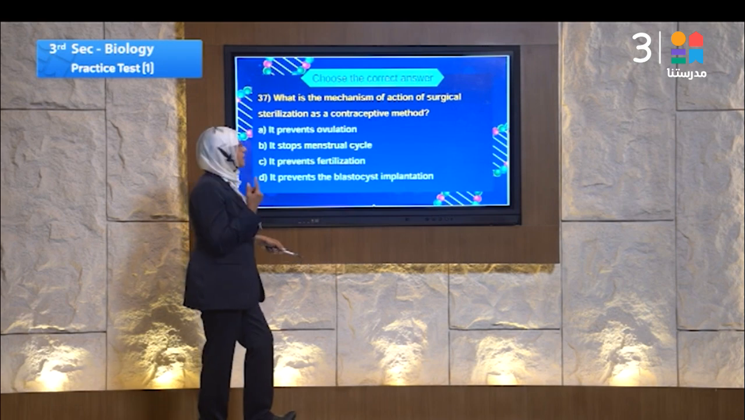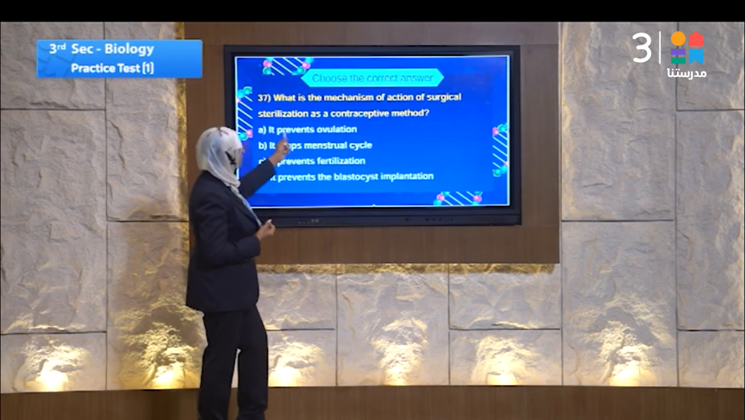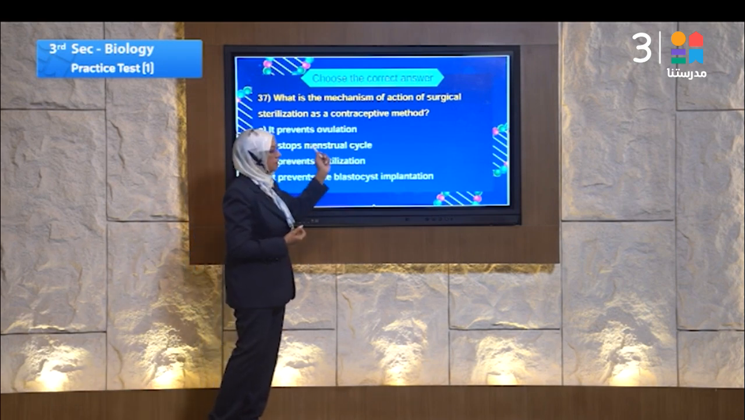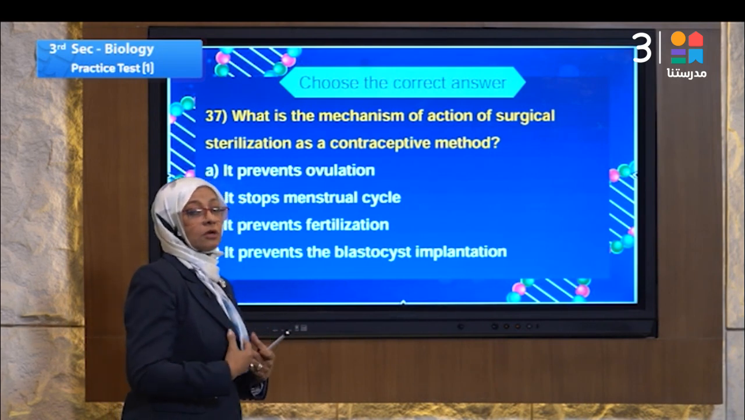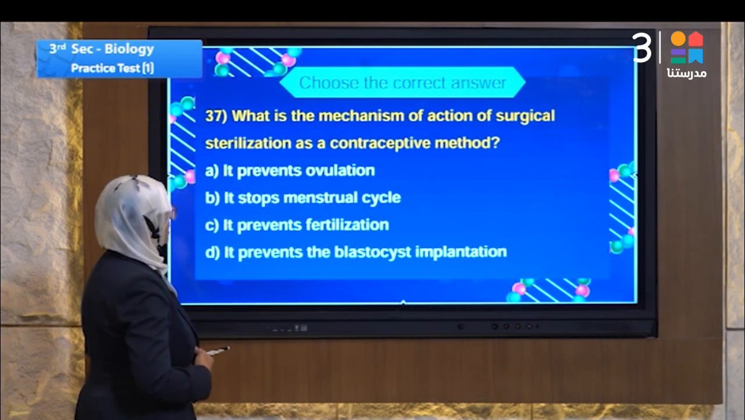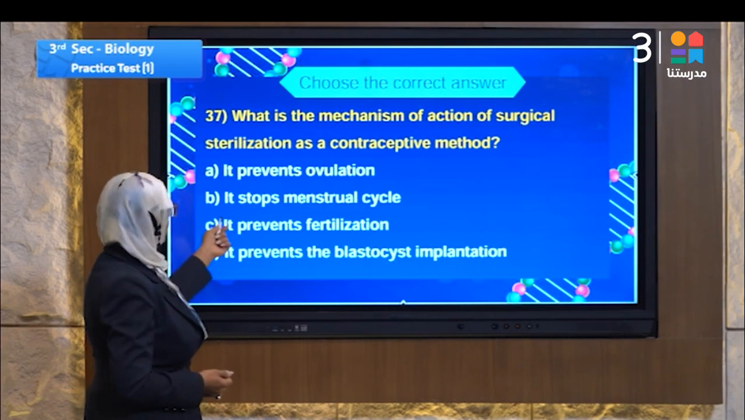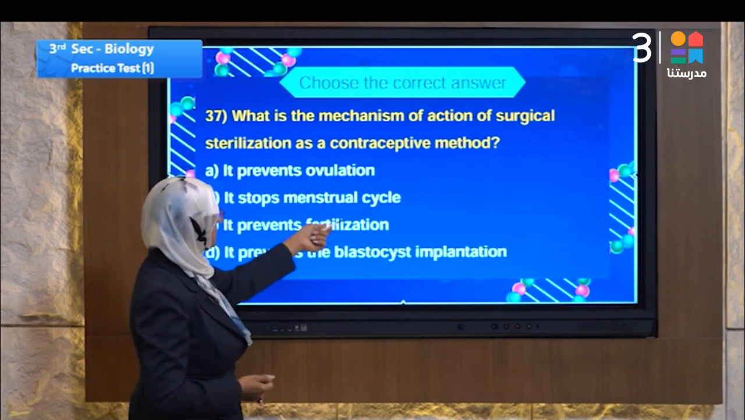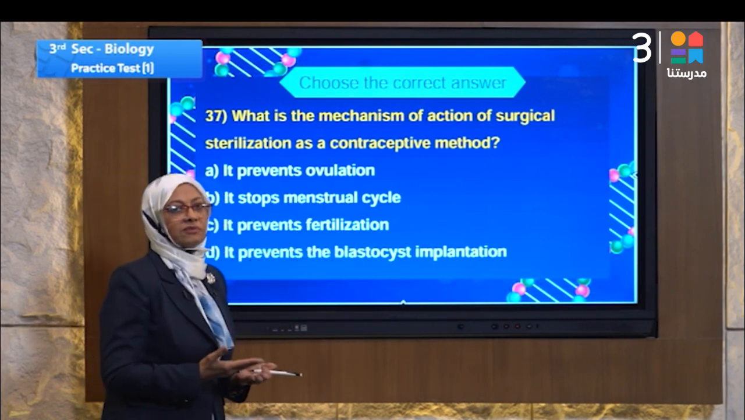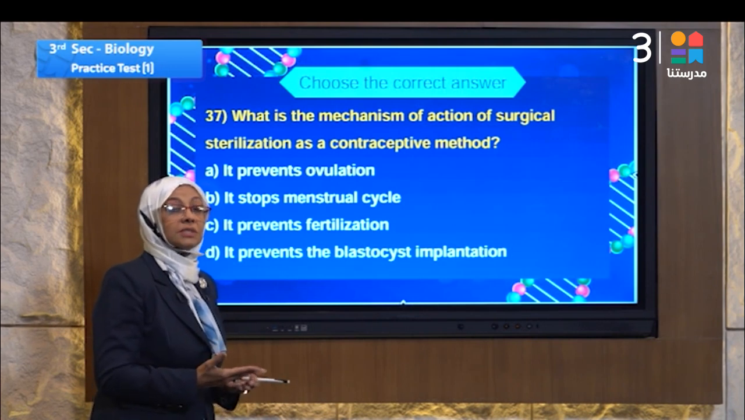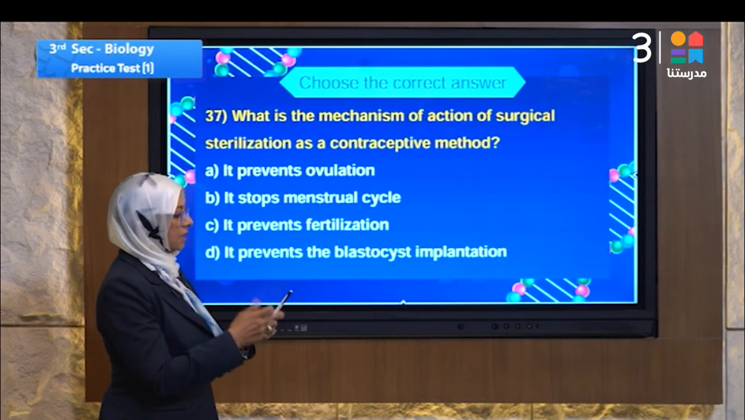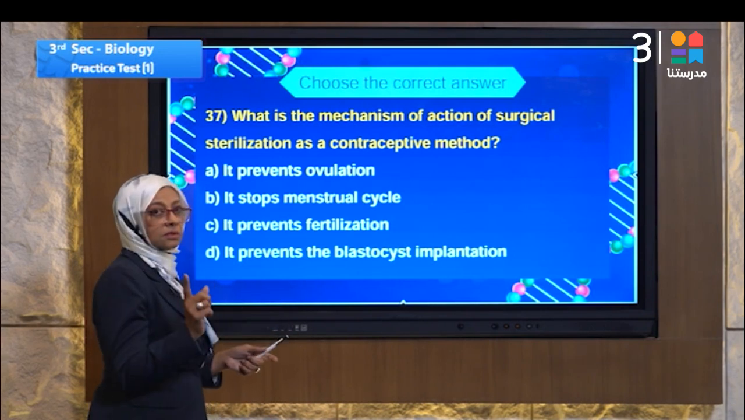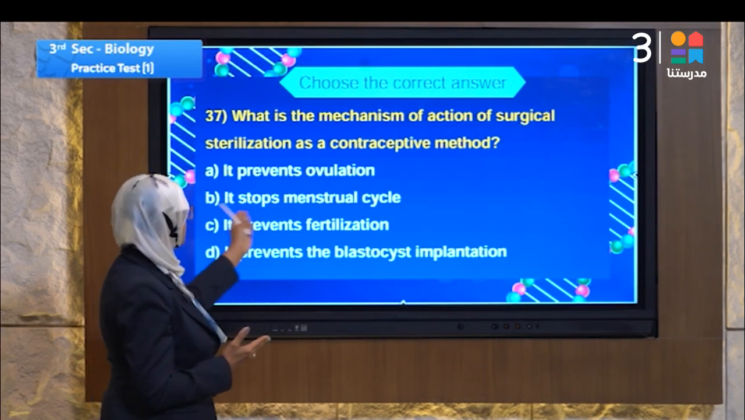Let's think firstly. Number A, it prevents ovulation. No, the ovary will continue its function to make ovulation. Number B, it stops the menstrual cycle. No, the hormone must still function. In surgical sterilization, we wrap and cut, not interfering with the menstrual cycle.